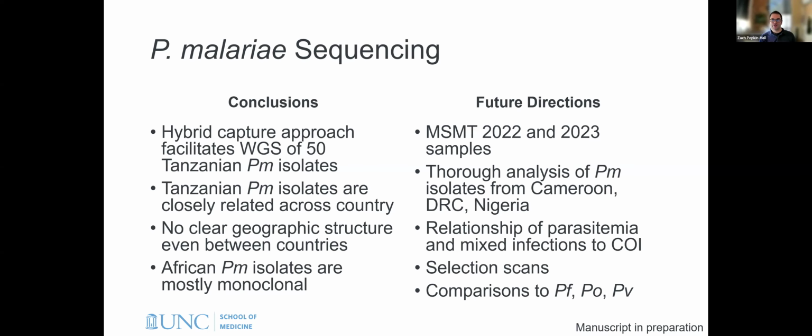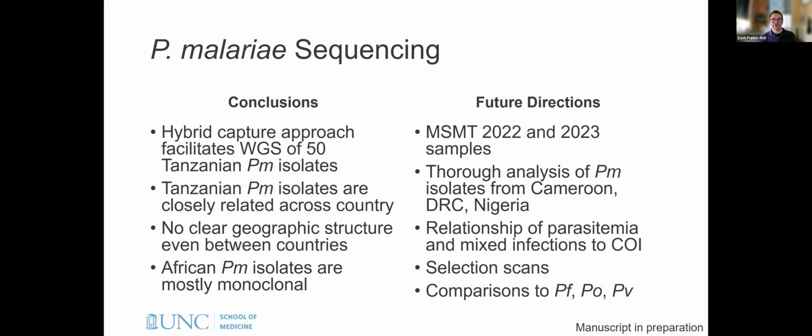So in conclusion, from this part of the work, our hybrid capture approach worked well to facilitate whole genome sequencing of these 50 Tanzanian isolates, as well as our other 26 isolates that came from elsewhere. And we found that our Tanzanian PM isolates were closely related across the country. And even further than that, we saw no clear geographic structure even between countries that are on totally opposite sides of the continent. And we saw mostly monoclonal infections, although some polyclonal as well.